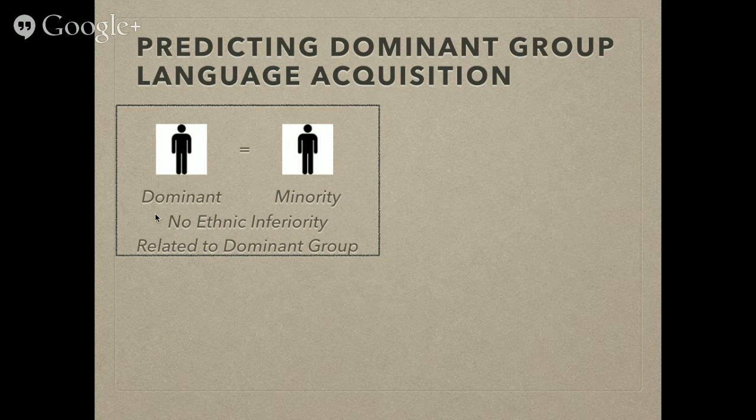So if two groups are related to each other very strongly, and the minority group doesn't really feel inferior to the dominant group, then they're probably going to be more likely to acquire the language. Okay, so there's that.